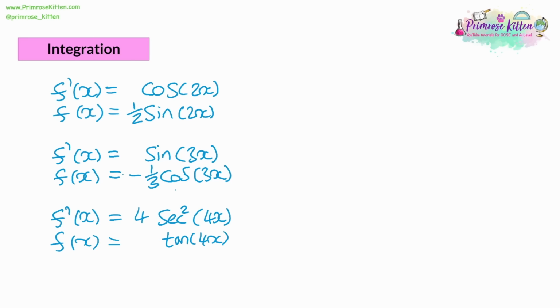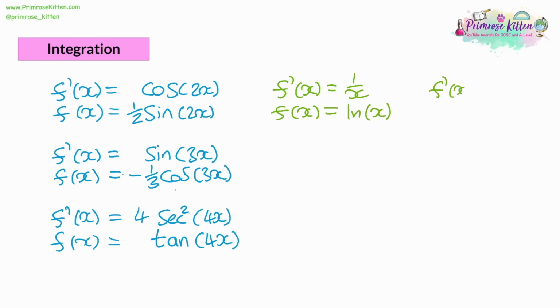The angle doesn't change, but you divide by the angle. And we've already got a 4 on the outside, so 4 divided by 4 is 1. So we just get tan of 4x. We also have the reverse of differentiating logs. So if f of x is 1 over x, then when you integrate it, you're going to get ln x. If f dash x was something like 5 over x, then f of x is going to be ln x to the power of 5.